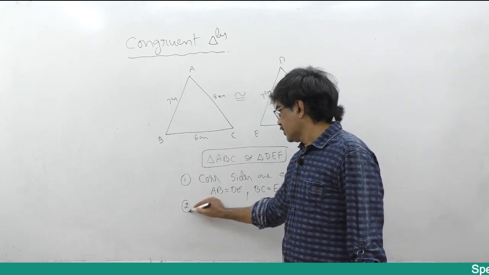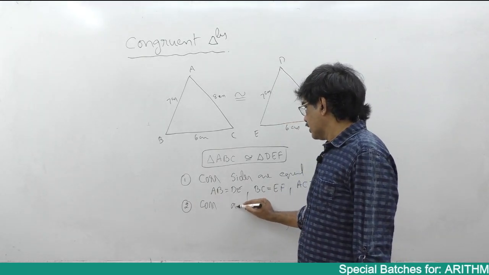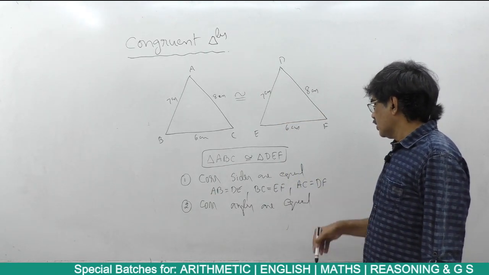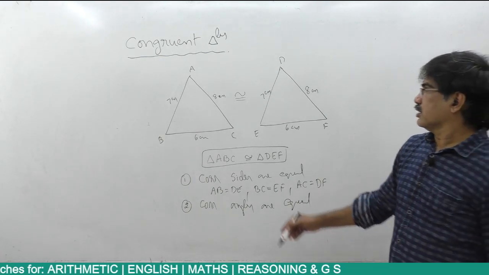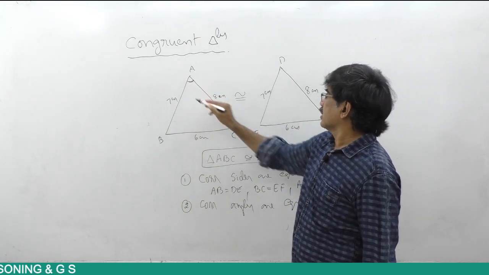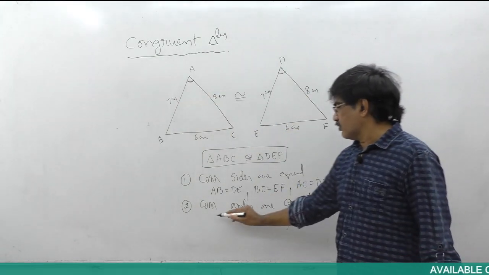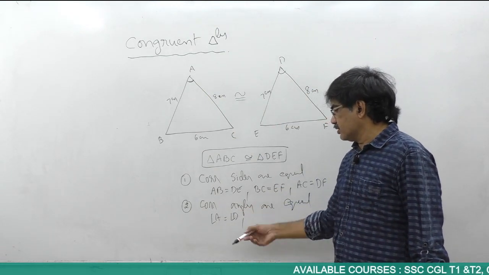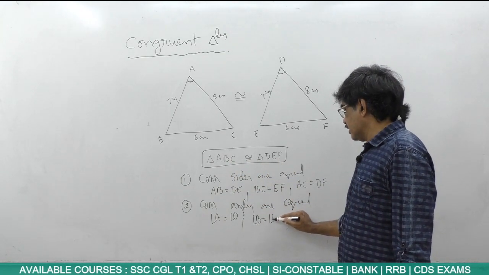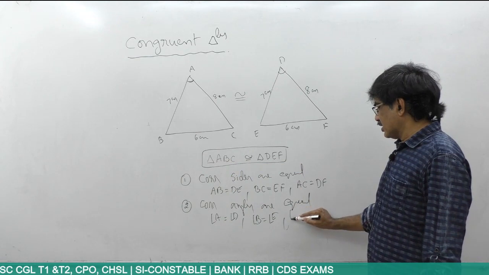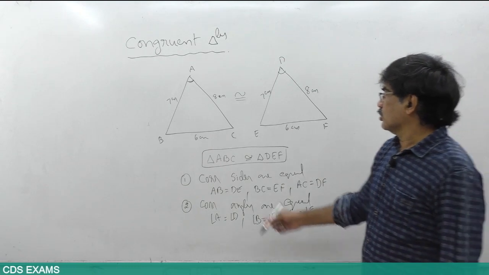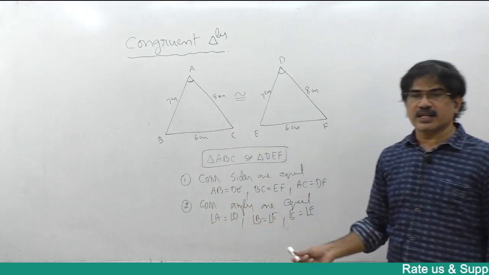Point number 2. Corresponding angles are equal. Here the angle between 8 centimeters and 7 centimeters is angle A. Here this is nothing but angle D. Therefore angle A is equal to angle D. Similarly angle B is equal to angle E. Angle C is equal to angle F. So corresponding sides are equal, corresponding angles are also equal.